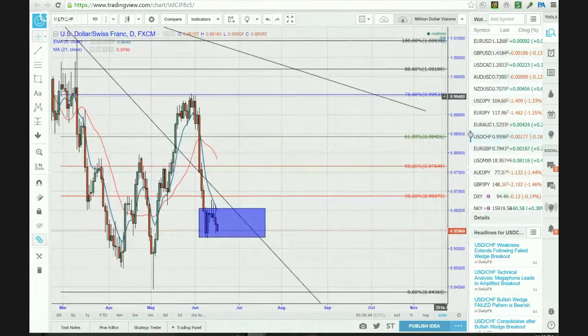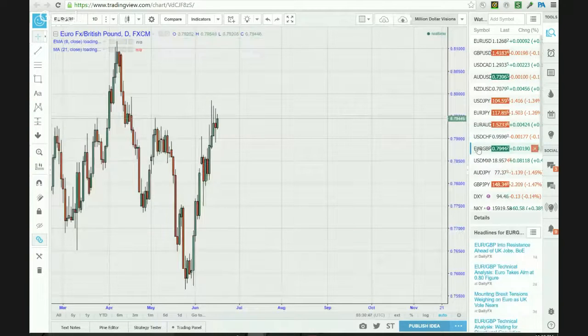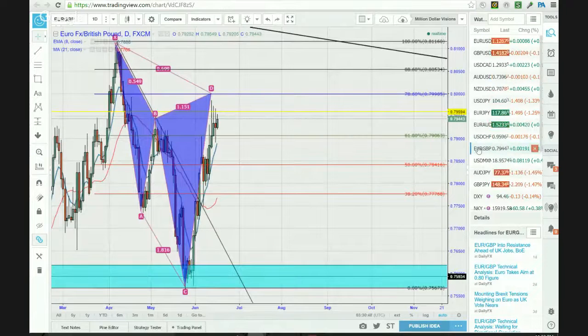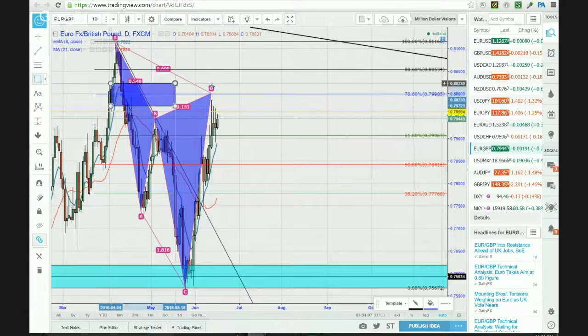We can go to our next pair. Look at euro pound. Euro pound is actually on its way to completing my cipher pattern, what you see here. If any of you guys are familiar with harmonics, it's a bearish cipher setting up. So this is my PRZ. This is where I will be looking to get short on this trade, at the completion of this pattern.